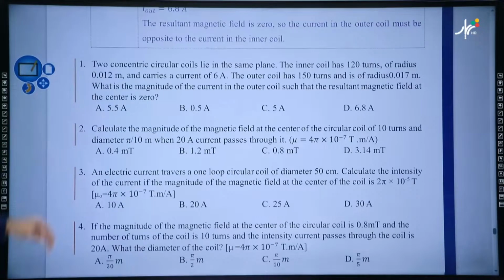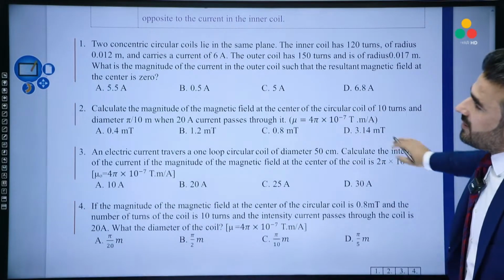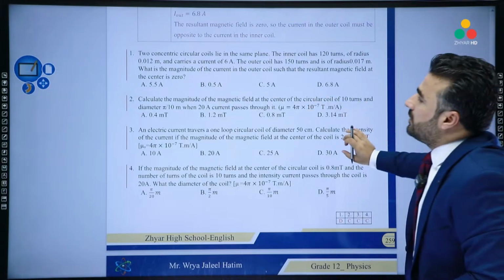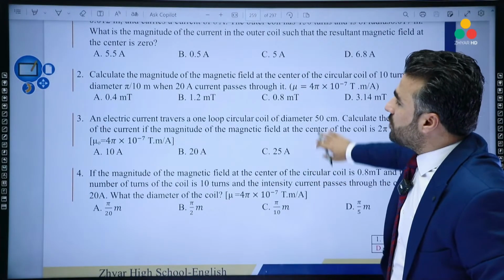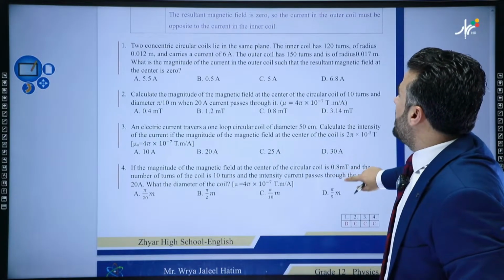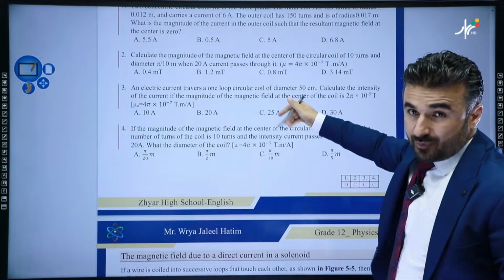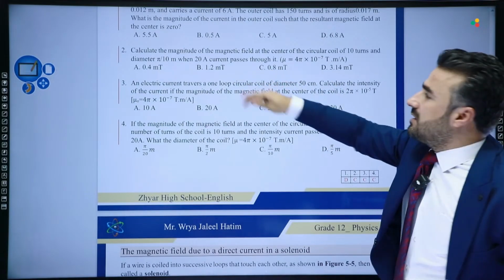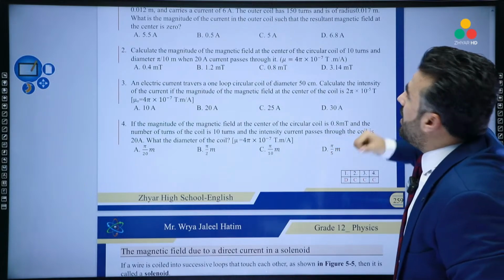Okay, take a look at these practice questions. Perhaps we don't have enough time to do all of them, but you can choose one of the questions here, and of course, we'll do it. How about we choose, for example, question 3 here. It says, an electric current traverses one loop at the center of the circular coil of 10 turns. I think this is pretty obvious and almost the same as the ones that we've solved, except for diameter pi over 10 meter.